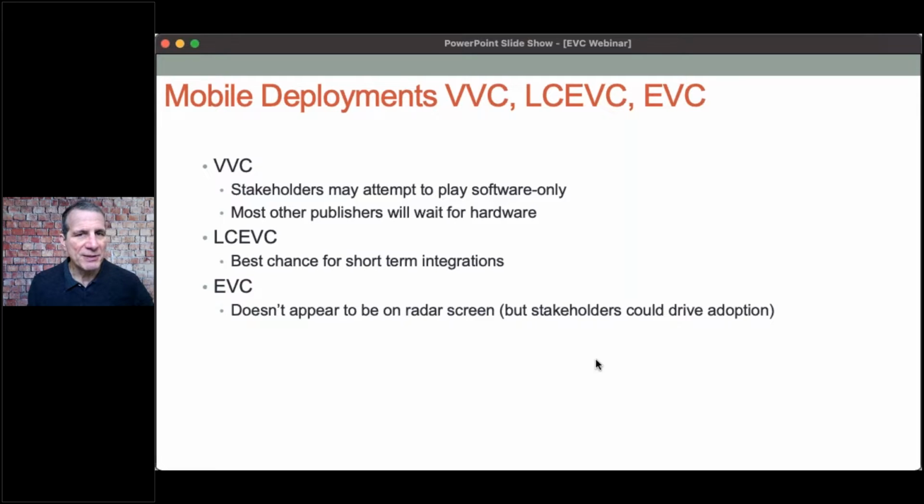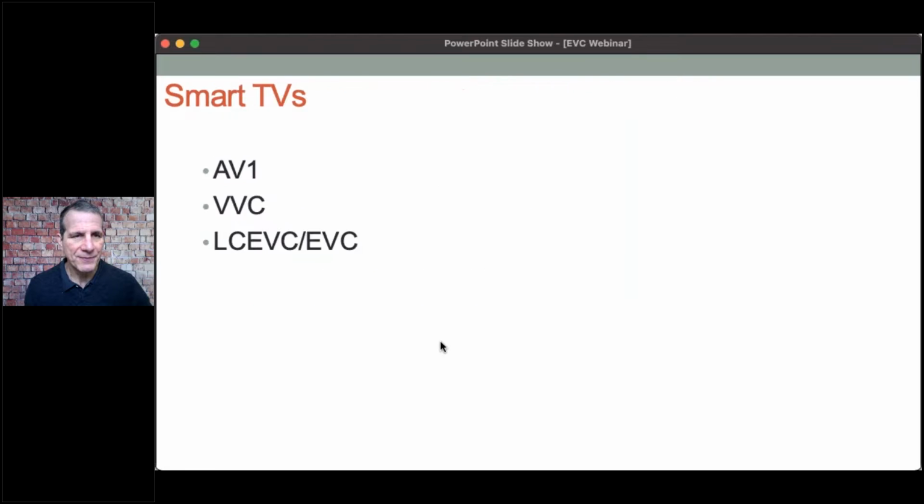What about mobile deployments of VVC, LCEVC, and EVC? VVC, again, I think the stakeholders may try to do software only, but I don't think any non-affiliated publisher is going to try that. They're going to wait until hardware is supported in the devices they're targeting. LCEVC, I think, could be implemented in mobile devices tomorrow. It's just a question of a publisher making the decision to do so. And EVC, in terms of hardware support, doesn't seem to be on the radar screen.